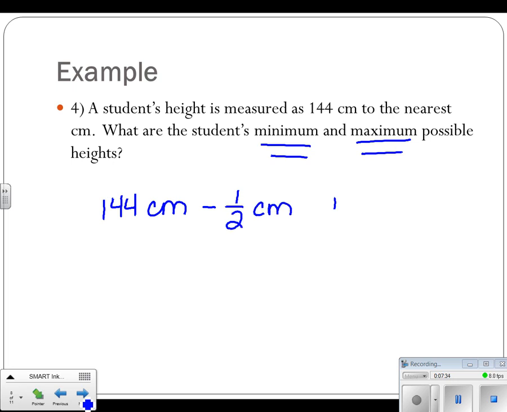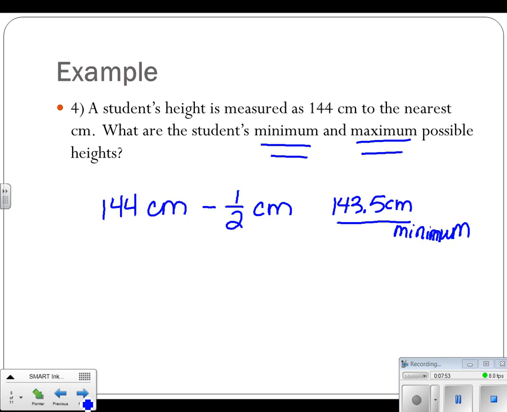143.5 centimeters. That would be your minimum right here. This is your minimum. That is not writing nicely there. That is minimum. That's an M right there.